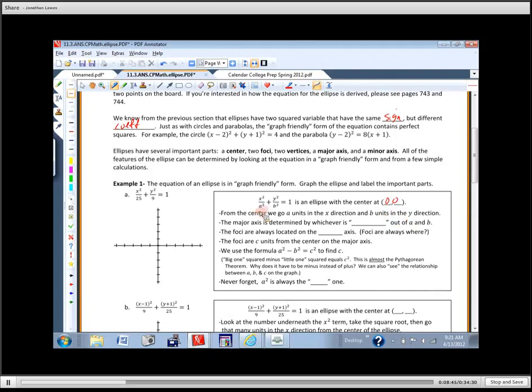Okay? From the center, we go A units in the x direction and B units in the y direction. So take a look here. The reason we go A units in the x direction is because A is underneath the x. The reason we go B units in the y direction is because B is underneath the y. Okay? The major axis is determined by whichever is bigger or larger or greater, or whatever word you want to use, out of A and B.